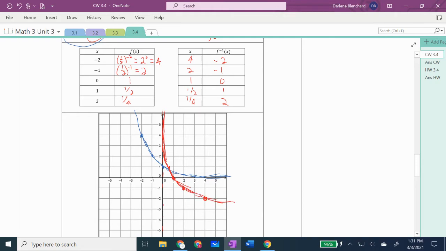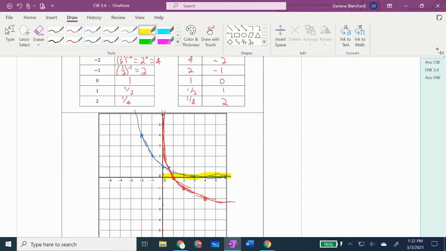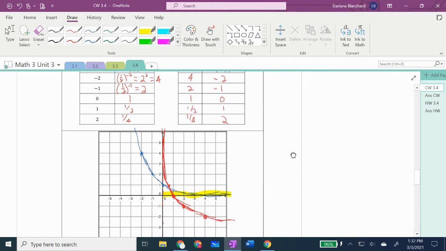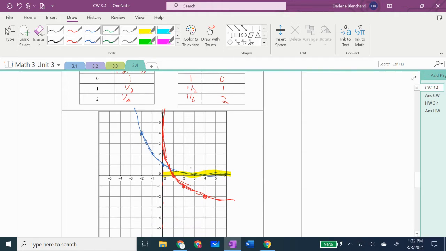And what you should notice is this looks identical to the logarithm graphs with the base greater than 1, except that it appears to be reflected over the x-axis. If this was log base 2, a base 2 logarithm, you can go back in your notes and see that your base 2 logarithm goes through these points.